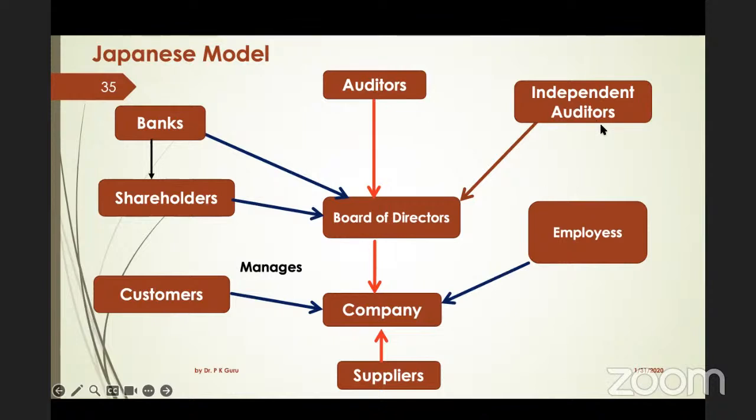Now tell me, what is auditors and independent auditors? Why are there two arrows? This auditor is the internal auditor who does all the checkings on a day-to-day basis. This is the independent auditor which evaluates the data quarterly or semi-annually or annually, and is reporting to the board.